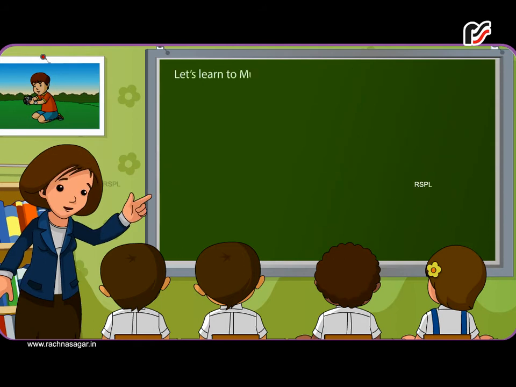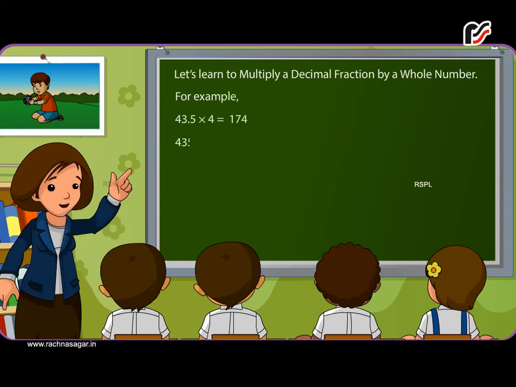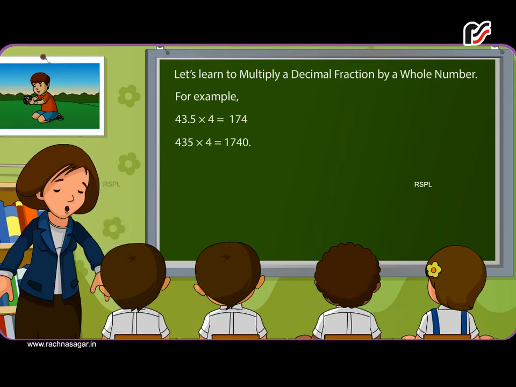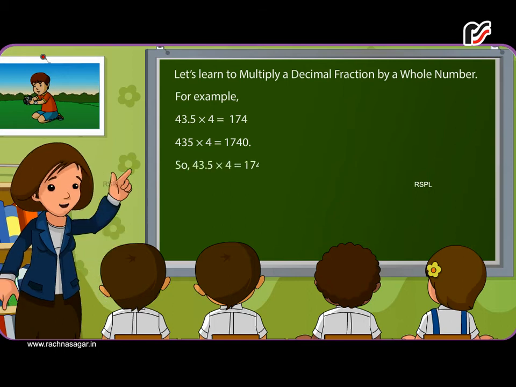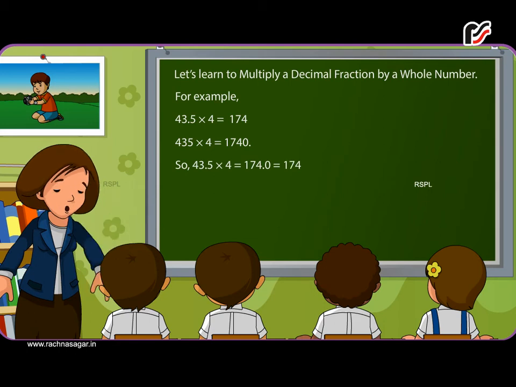Let's learn to multiply a decimal fraction by a whole number. For example, 43.5 multiplied by 4 is equal to 174. 435 multiplied by 4 is equal to 1740. So, 43.5 multiplied by 4 is equal to 174.0, which is equal to 174.